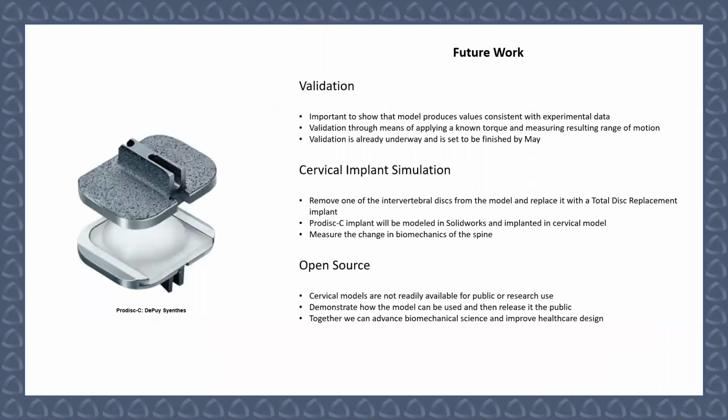As far as future work, the first thing we need to do is validate the spine. That is, prove that the data it produces is consistent with experimental trials. Validation is already underway, and we hope to have it finished by May. After this, we want to do a cervical implant simulation where we remove one of the discs from the model and replace it with a total disc replacement implant, which is already on the market, namely the ProDisc C. Once we do that, we can then measure how that implant changed the biomechanics of the spine.